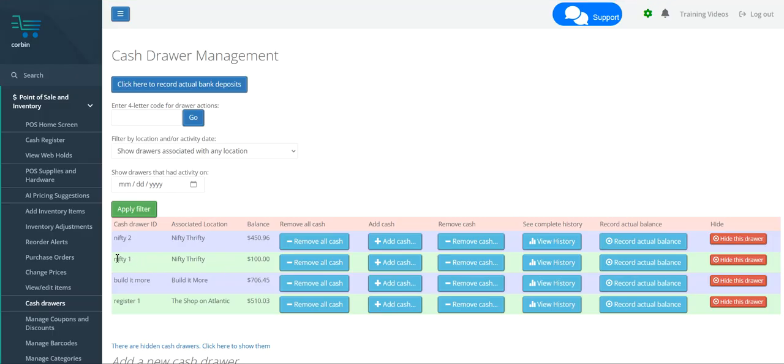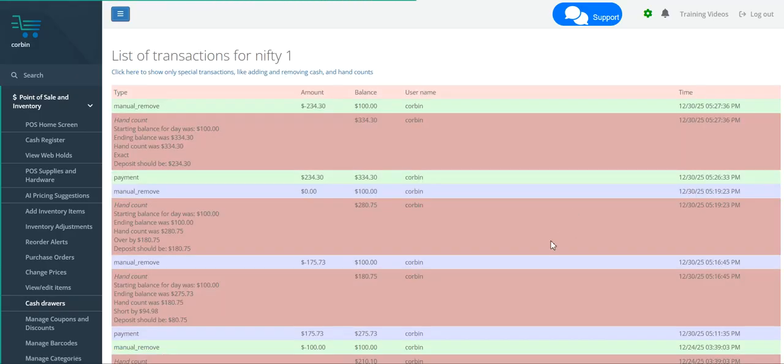So here we have cash drawer Nifty Thrifty or Nifty 1. Click on view history. Each hand count is shown in red, and I can see the 3 hand counts for today. And for each one of these, I can see the discrepancy for that individual count and if there should have been any money deposited from that hand count.